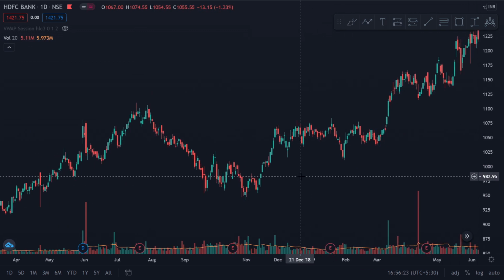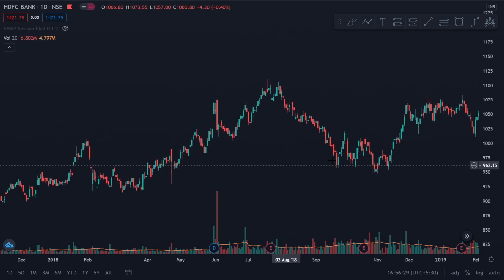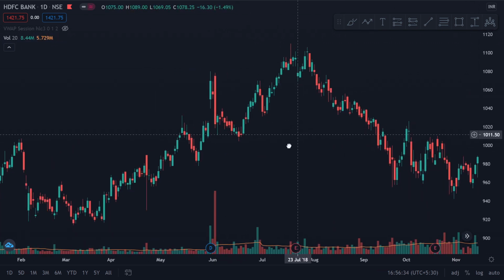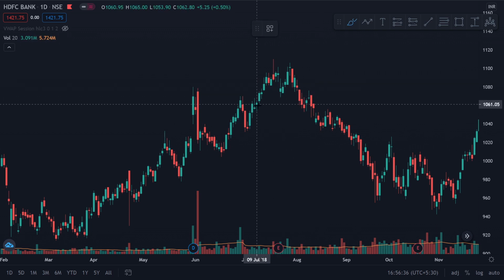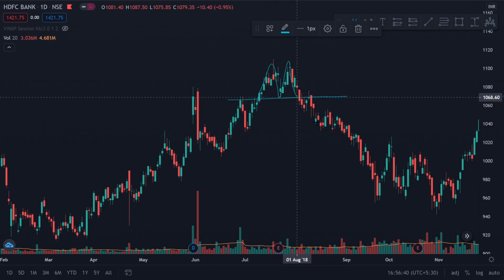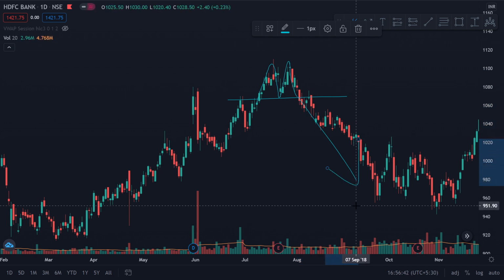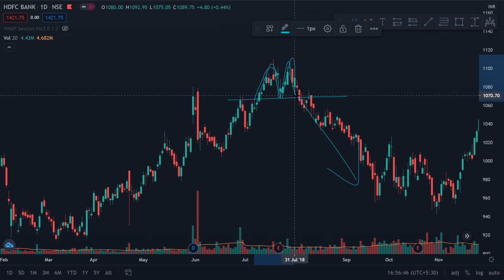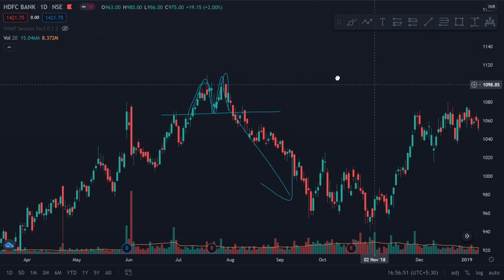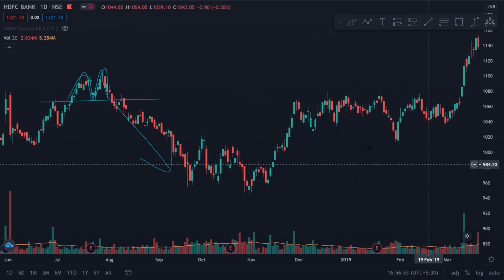And if I go forward, so here price was in an uptrend, and then we can see a double top forming, and then on breaking this, price reversed and formed a downtrend. So this was a reversal pattern again. So double top is a very common pattern spotted in the stock market.